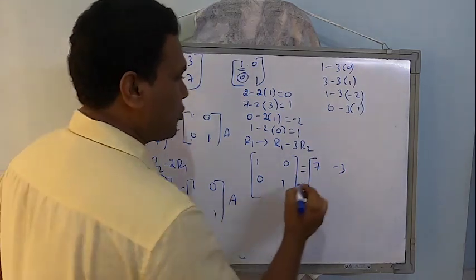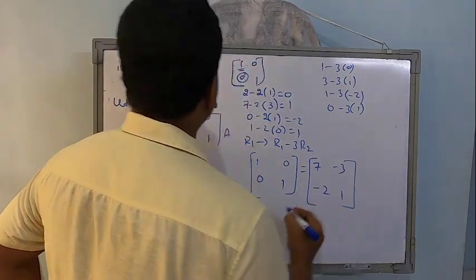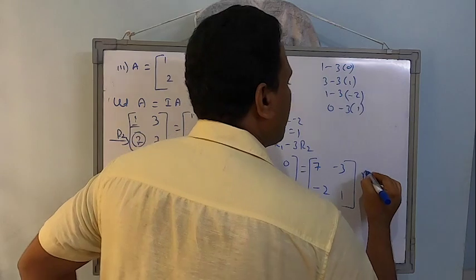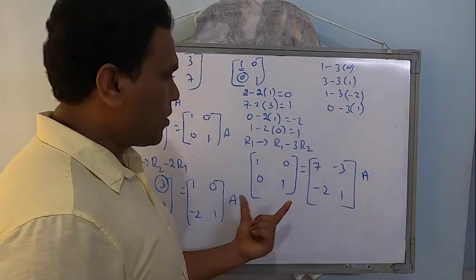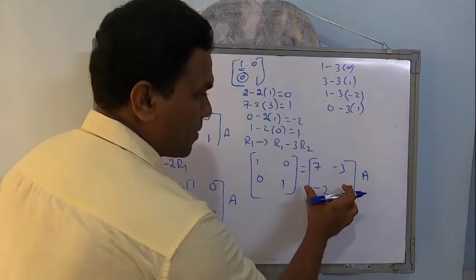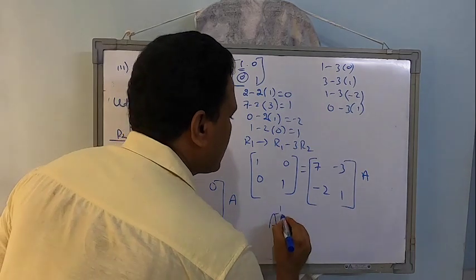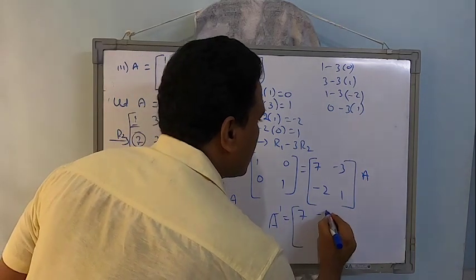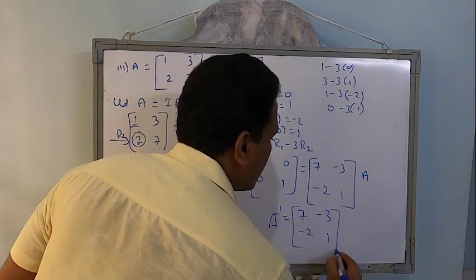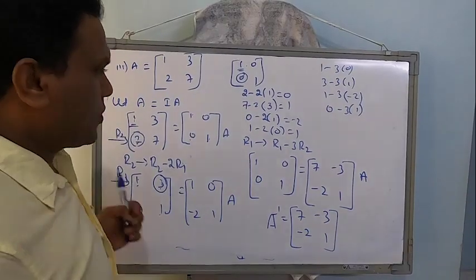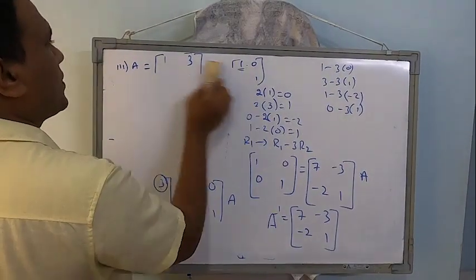That's R1. R2 elements are minus 2, 1. That's okay, right. Multiplied by A. I got an identity matrix on the left side. So the matrix that I got here is nothing but the inverse of the matrix: 7, minus 3, minus 2 and 1. Fine students, let's move on to the next.